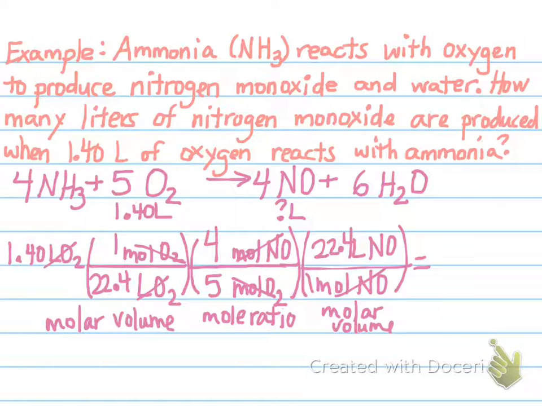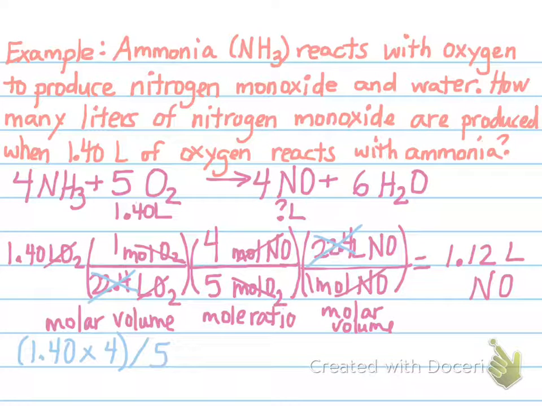So because I recognize that these are going to cross out, effectively on my calculator I can do 1.40 times 4 and take that answer and divide it by 5. So 1.4 times 4 divided by 5 gives me 1.12, and I want 3 significant figures, so I'm going to use 1.12 liters of nitrogen monoxide gas is what I produce.